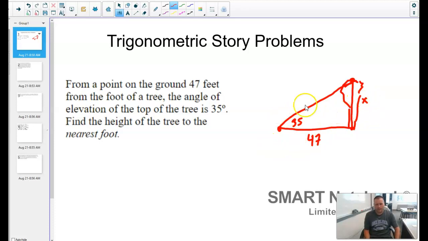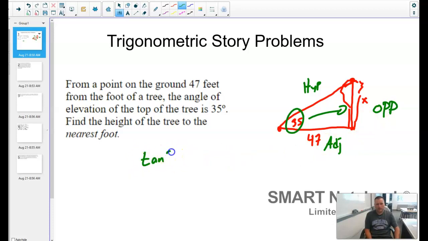I'm looking for a side length, not for an angle. So I'm just going to identify what sides I have compared to my angle, and then substitute. So there's my angle, there's the opposite. The hypotenuse is right here, which I don't need anything to do with, which means this is the adjacent. So opposite and adjacent, which is tangent. So I'm going to go tangent of my angle, which is 35, equals the opposite side, which is x, over the adjacent side, which is 47.